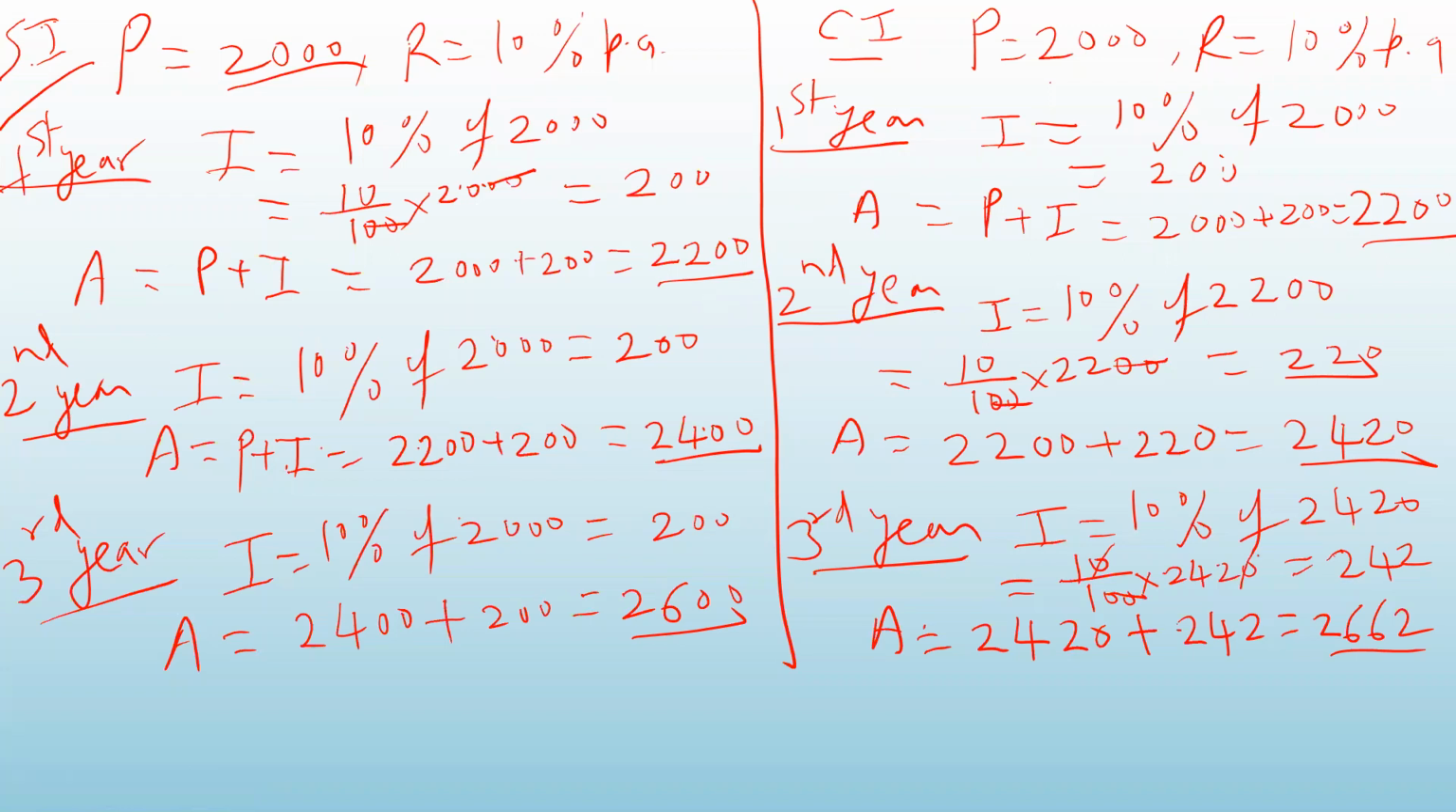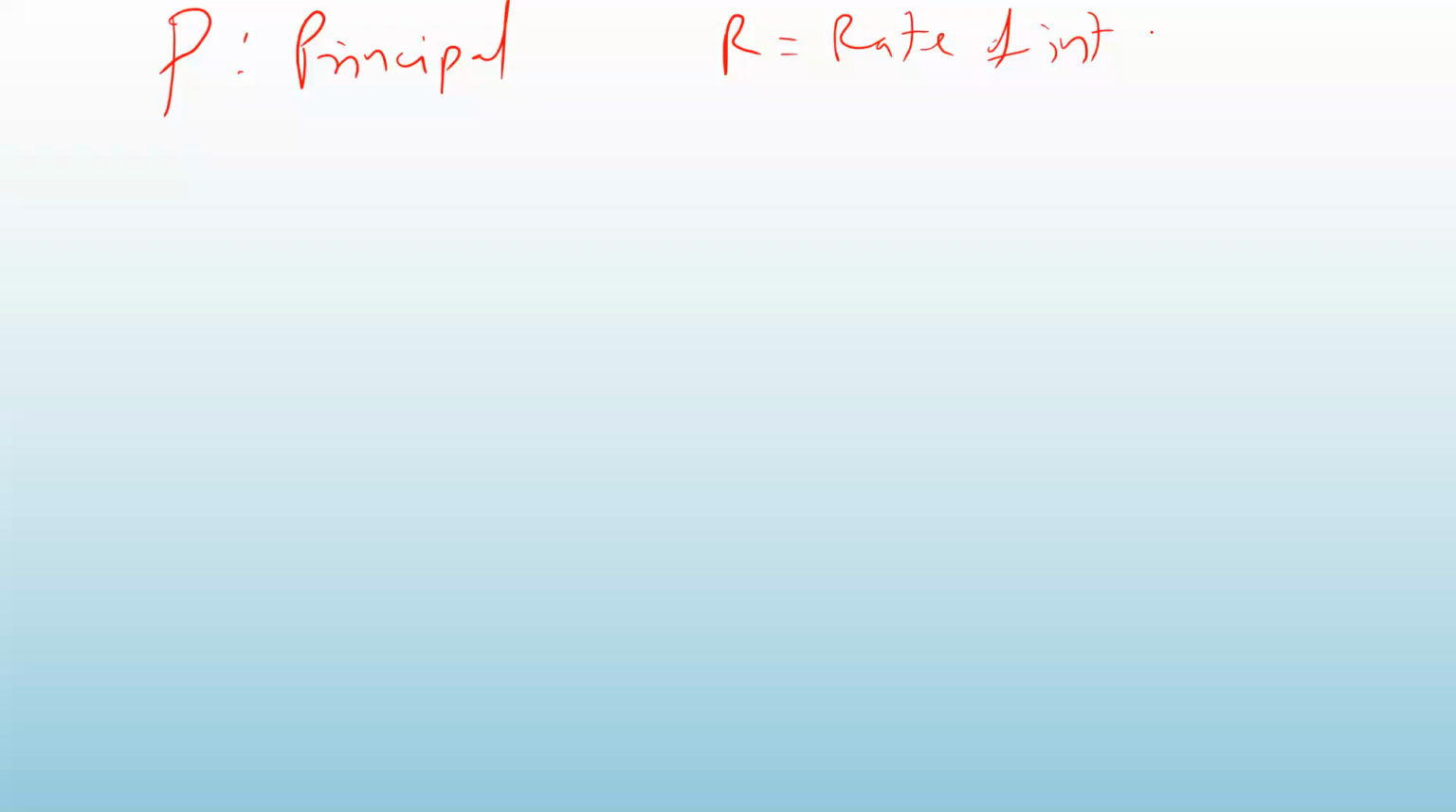Now see how the formula of compound interest arises. Suppose P is the principal, that means the initial amount, and R is the rate of interest, R percent per annum. Now let us see how I will get the formula. So in the first year, what will be the interest in the first year?